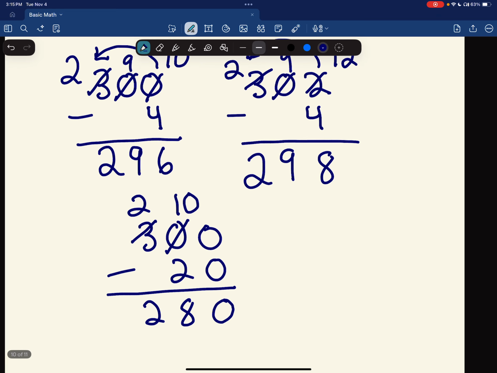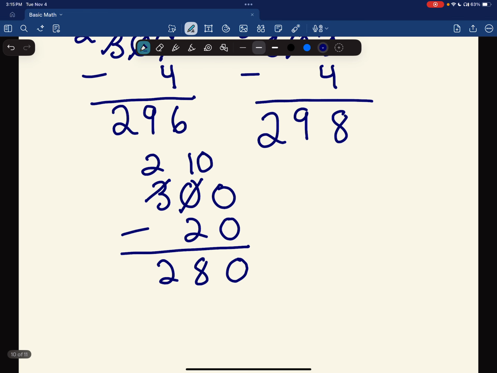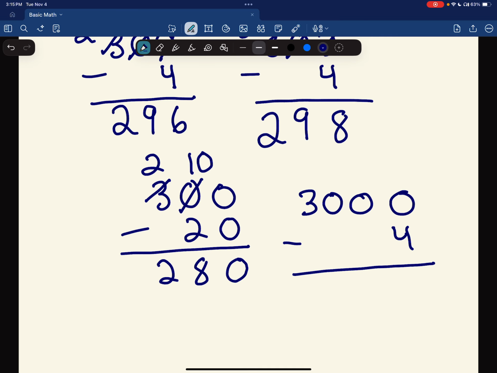All right, let's do one more example problem. If I had 3,000 minus 4, now again, the 0 is less than 4, so we need to borrow. We have 2 zeros to the left of our original 0, so we need to go across both of the zeros and borrow from our 3.